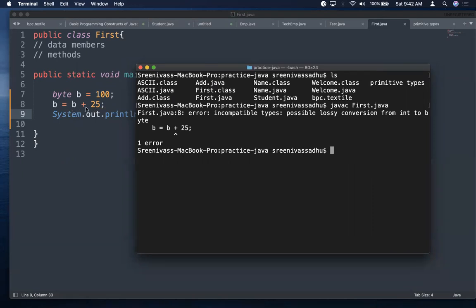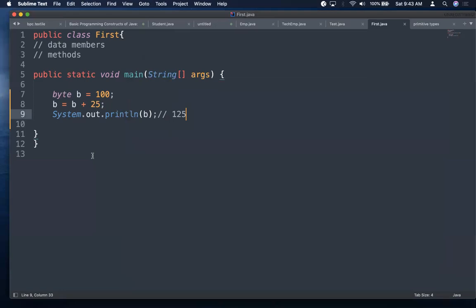So always the expression evaluates to the highest data type. So byte plus int is always going to give me integer only. Fine. So 100 plus 25 is 125, but this 125 is an integer. So that integer you cannot put into a byte. Integer actually takes 4 bytes. Byte is only 1 byte, right? So 4 bytes you cannot put into 1 byte. So this is the error actually. That's why it is saying possible lossy conversion from int to byte. Okay, that's the importance of the default type.